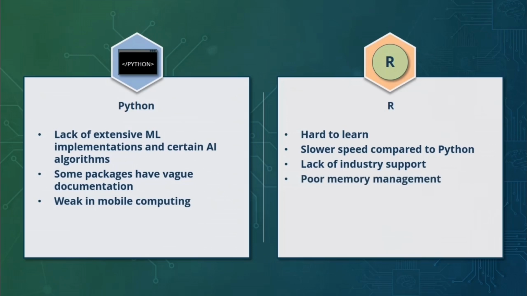In R, the physical memory stores the object and requires the entire data to be stored in memory. Therefore, it is not an ideal option when dealing with big data. You have a lot of issues in R with respect to integration, and that's one of the biggest issues with R.